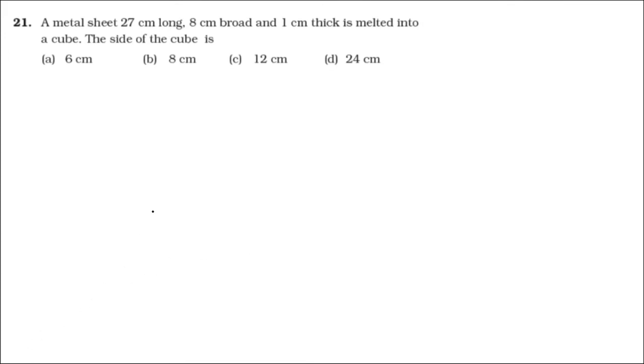Question number 21. A metal sheet 27 centimeters long, 8 centimeters broad and 1 centimeter thick is melted into a cube. The side of the cube is... we all know that length multiplied by breadth multiplied by height gives the volume.